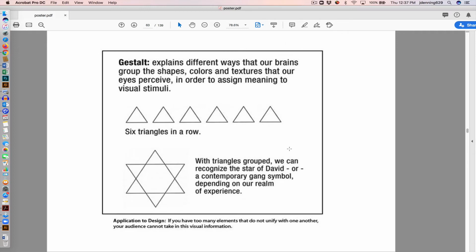And we've heard about gestalt, but it's important as designers, especially designing a poster, that we think about gestalt and how it affects our brains. So when we group things together, we create new meanings. For example, you see six triangles in a row, and with triangles grouped, we can recognize the Star of David or a contemporary gang symbol, depending on our realm or our experience. So if you have too many elements that do not unify with one another, your audience cannot take in this visual information.